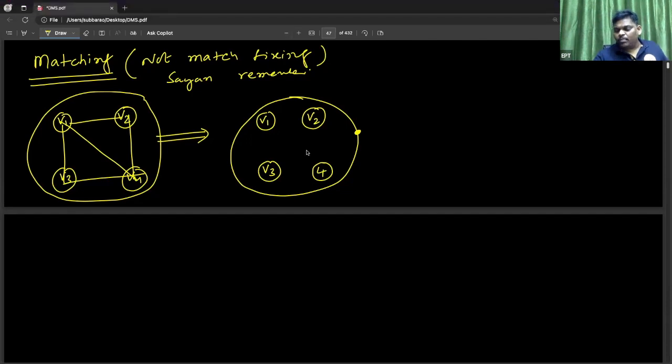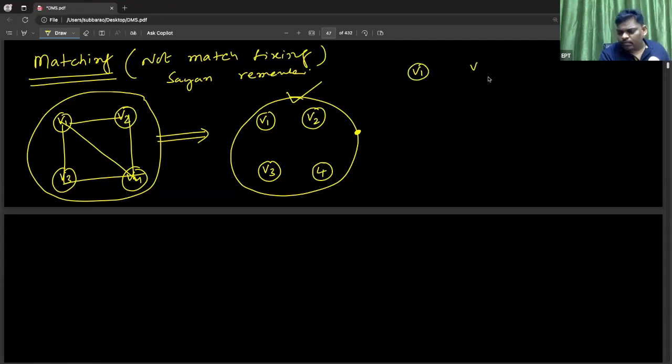Now see the answer. Some people are asking, sir, is it a matching? Remember, first of all, a matching of a given graph is a subgraph where all vertices should be there. Okay, so this is a matching, where all vertices should be there. So it is a matching. Now see this one. Everyone listen.